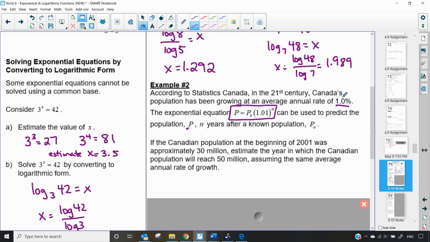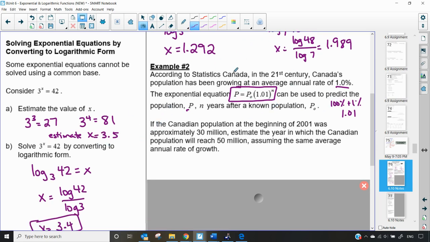I first want to draw your attention to the 1% and the formula. Notice that we have 1.01. That means 100% plus the 1% population growth, and as a decimal, that's 1.01. That's going to come in handy when we get into solving equations next week, where we have to create our equations on our own first. All right, so that's just setting up the formula, telling us what everything stands for. P is the population n years after the known population. So PO stands for our initial population, P stands for the new population, and n is the number of years.